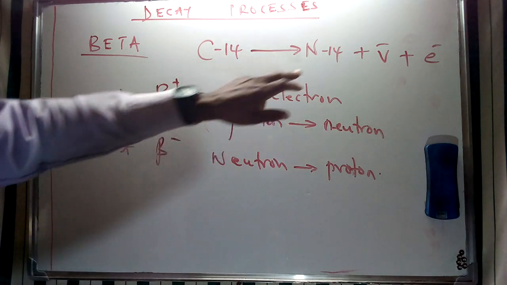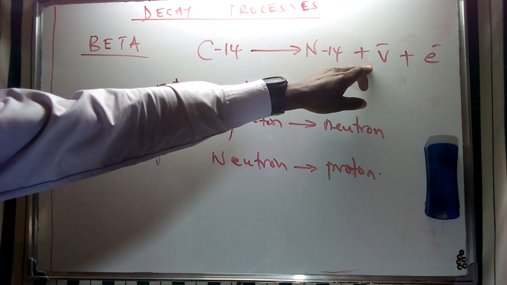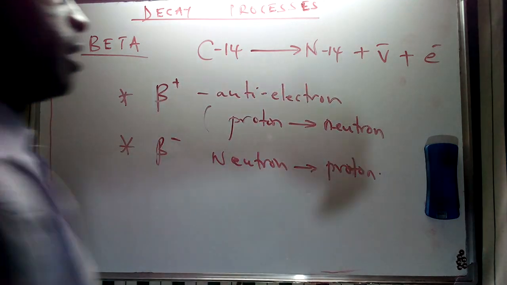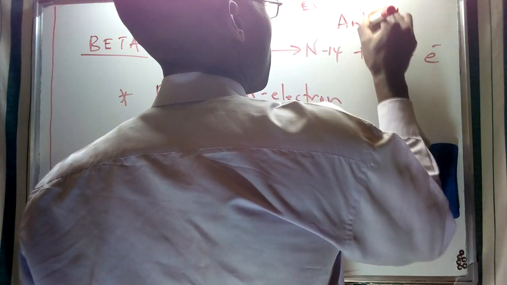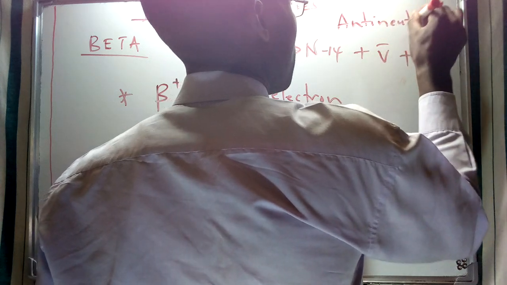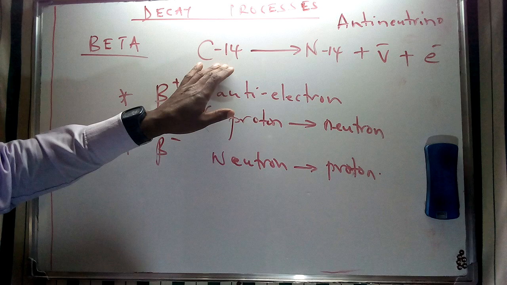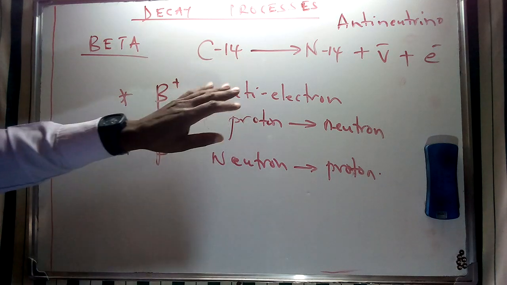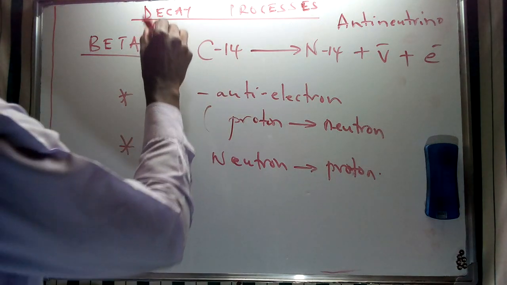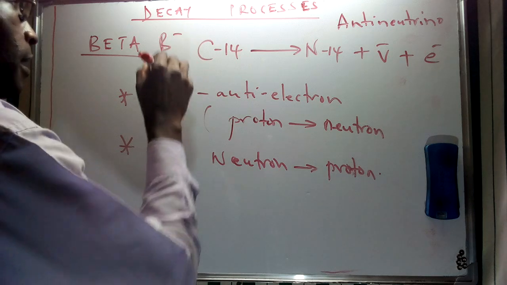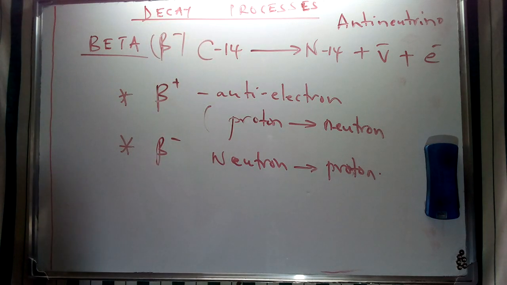The symbol that I've given in this specific case for the middle part of the product side is referred to as an anti-neutrino, which is another aspect of the radioactive decay process that we're going to describe later in another video. So this basically is going to be a beta minus type of radioactive decay process.